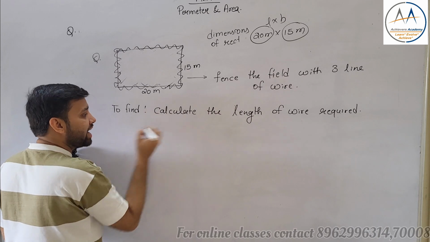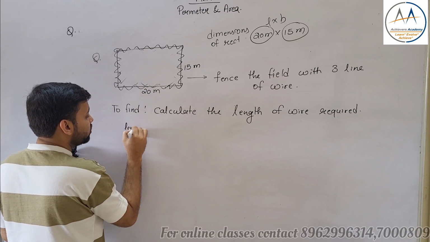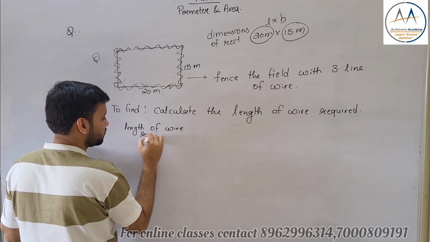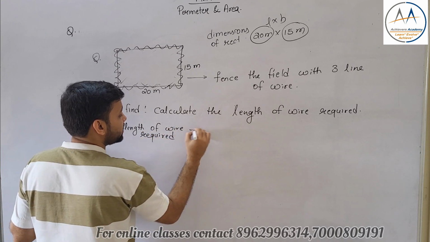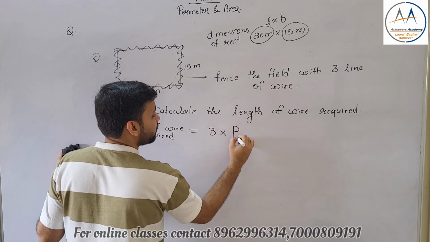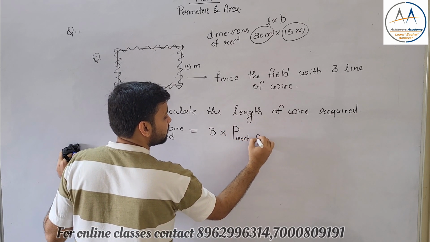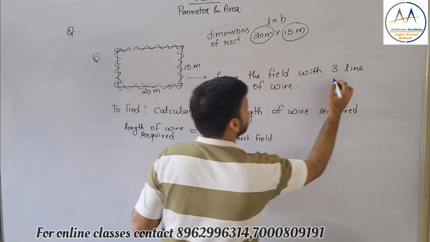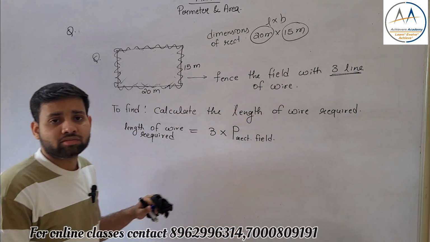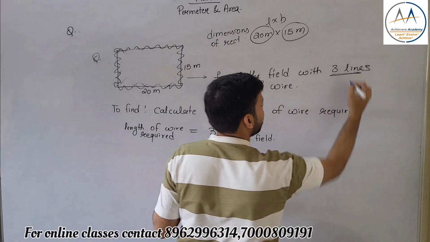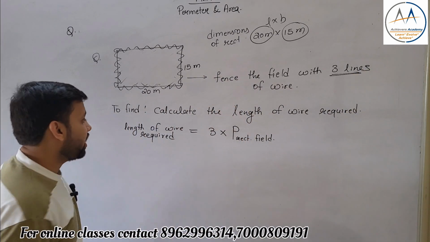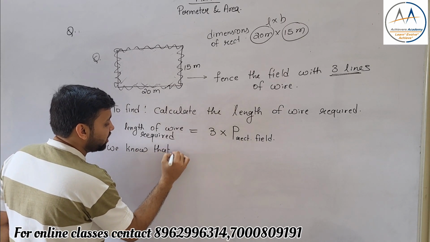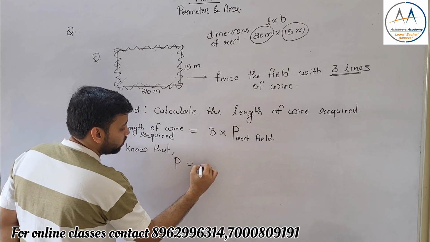Now, how should I start? So I will write that length of wire required is equal to 3 times the perimeter of the rectangular field. Why, sir, 3 times? Every time do we have to write 3 times? No. The farmer wants to make 3 lines of wire. So 3 times. Now we know that the perimeter of a rectangle is equal to what?